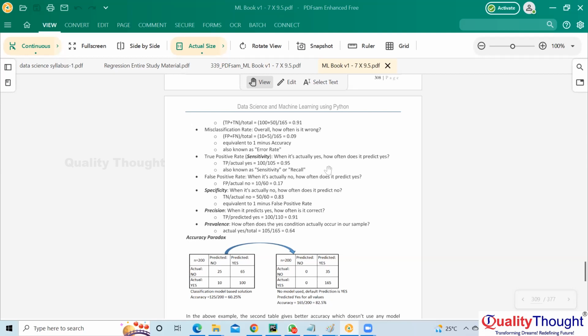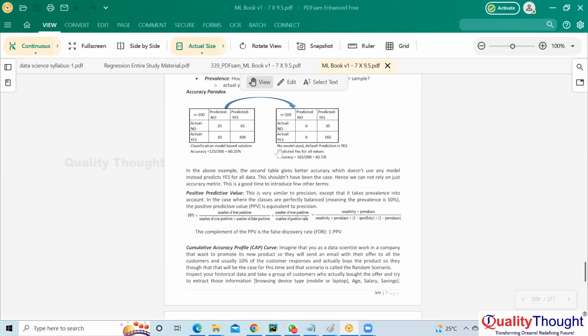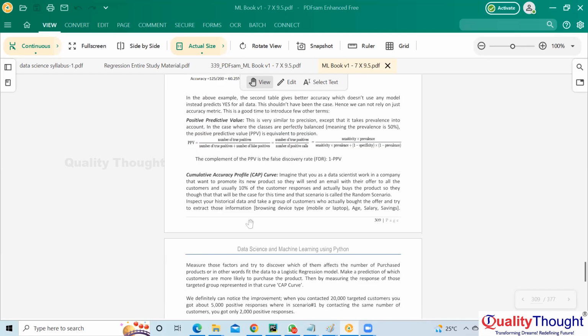So this is what we call the confusion matrix, and this is the equivalent of RMSE and R square of regression. Then we also call it PPV, positive predictive value. This is the formula: number of true positives divided by number of true positives plus number of false positives. But you don't have to remember all these. The scalar metrics will have all these values. This is just for your knowledge that this is what exists.